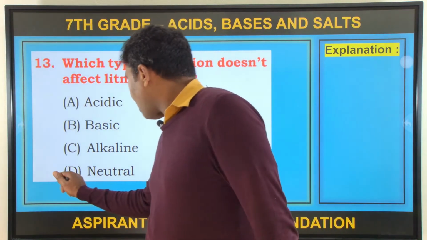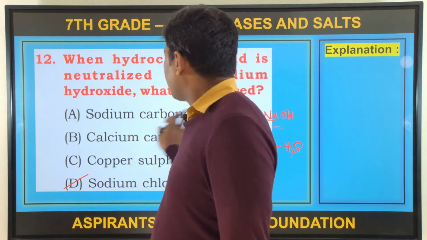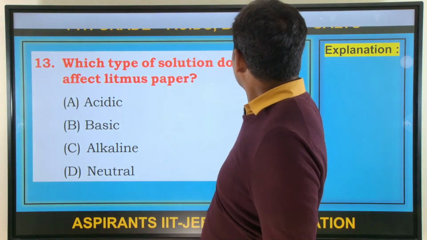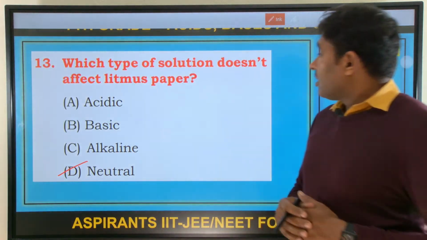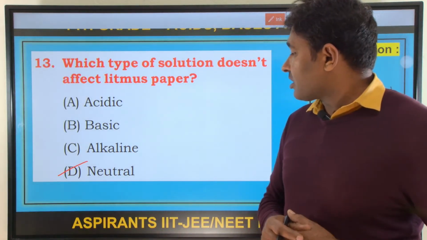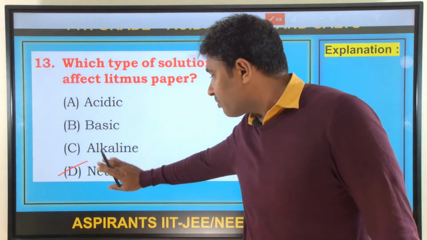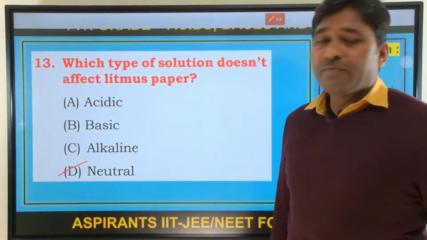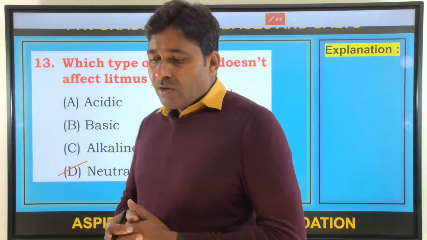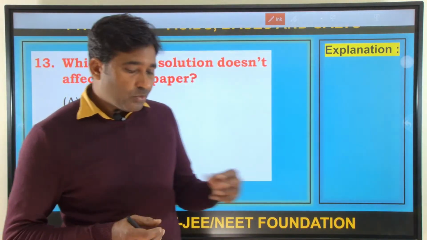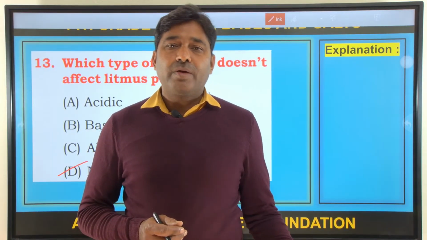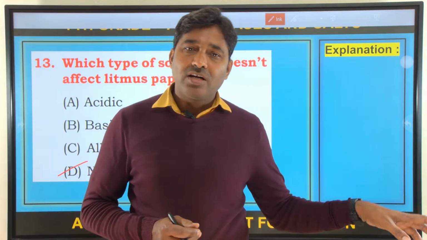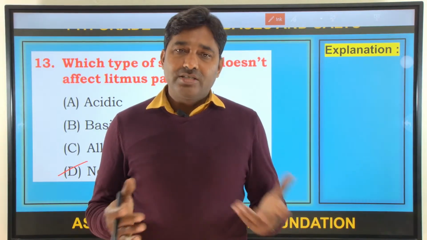So the correct option is option D, neutral. Why? Because it does not affect the color of the litmus paper, which means that the solution should be neutral in nature. For example, if you take water, water is a neutral compound. If you introduce blue litmus paper or red litmus paper into the water, it is not going to change its color.